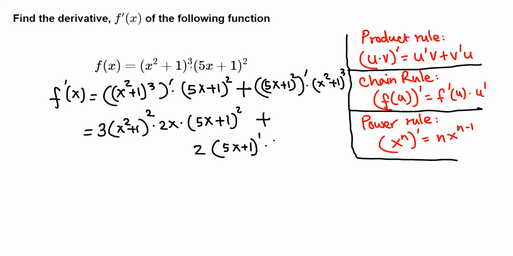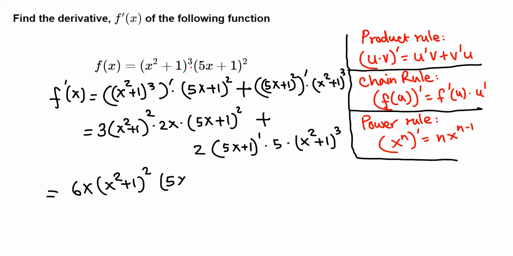The derivative of 5x is 5, plus the derivative of 1 is 0, so just 5, and we have this factor (x squared plus 1) cubed. This is it, but you can simplify a little bit. 3 times 2x, 6x, (x squared plus 1) squared, (5x plus 1) squared, plus 5 times 2, 10, 5x plus 1 to the power 1 is just 5x plus 1, and (x squared plus 1) cubed.